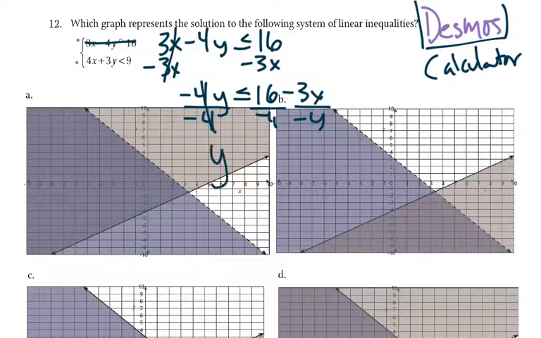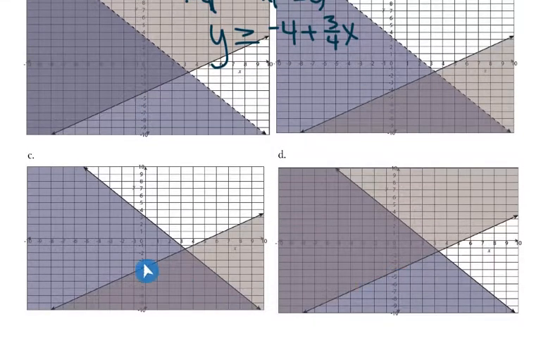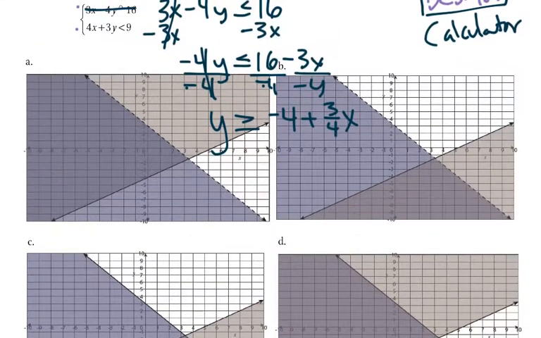That would give me y is greater than or equal to, because dividing by a negative switches the inequality, negative 4 plus 3/4 x. Okay, so it would be a solid line. Its y-intercept would be negative 4. Solid line, okay, so all those work for that one.